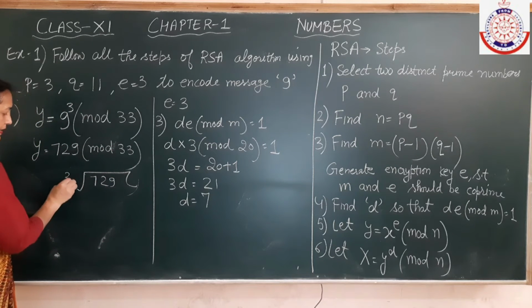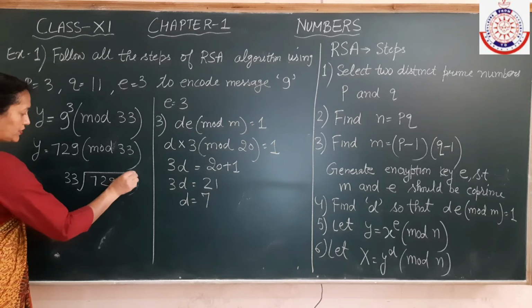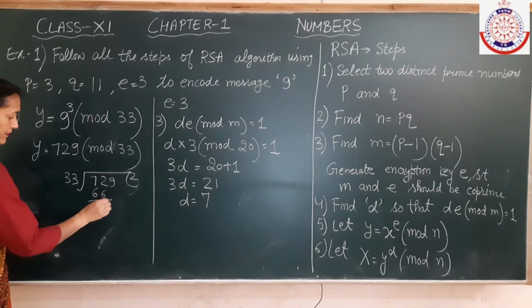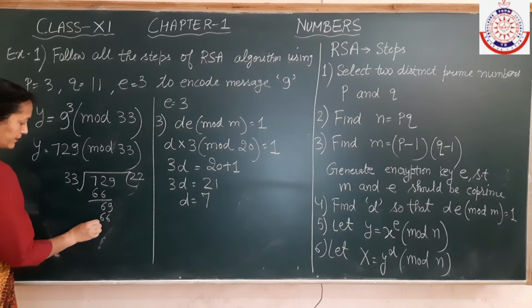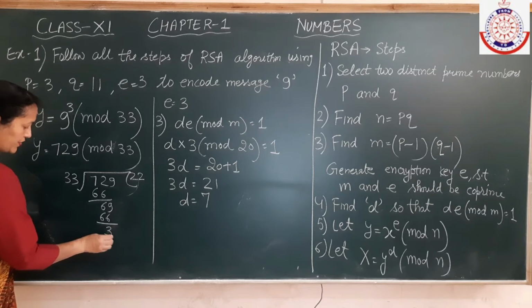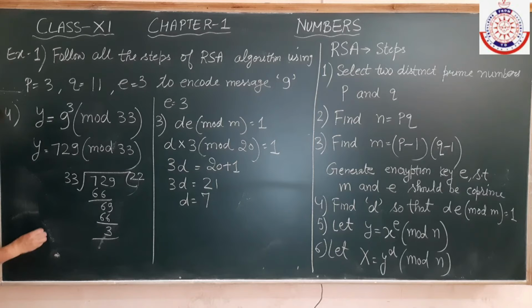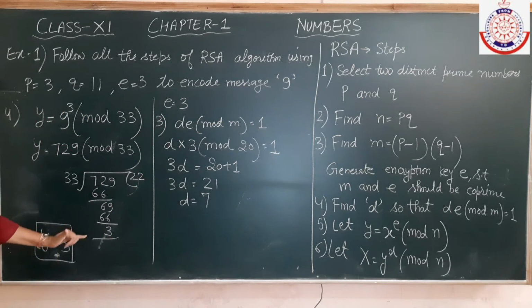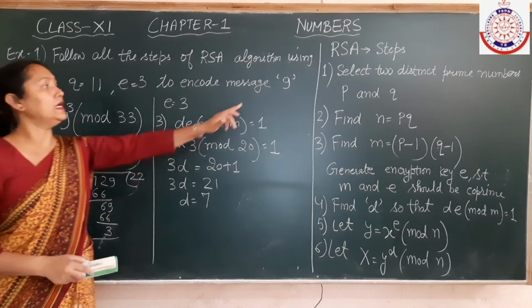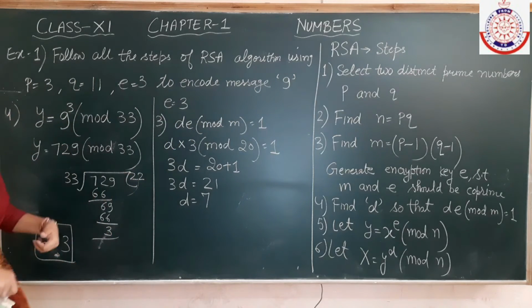729 divided by 33. So 33 2s are 66. Again 33 2s are 66. So we got 3. That means Y comes out to be 3. That means the encrypted message for 9 is 3. Secret code for number 9 is 3.